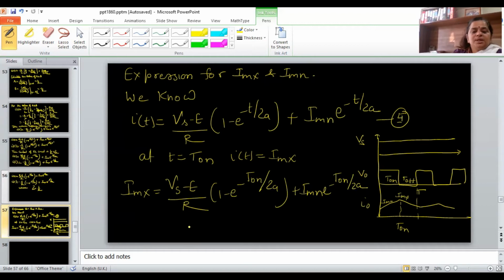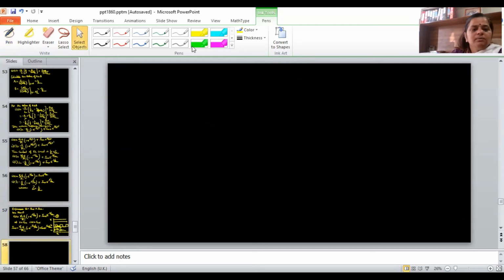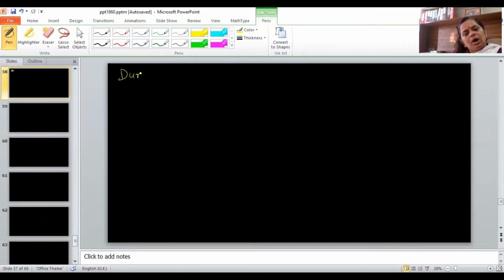Okay. So this is how we will put the boundary condition in the equation of T. Now at the same time, in this duration, the expression of current is IT. And for this duration, the expression of current is IT dash. Means T dash is 0 here. That means when T dash is equal to T off, what is the current? I minimum. So now during off time, what is the current?